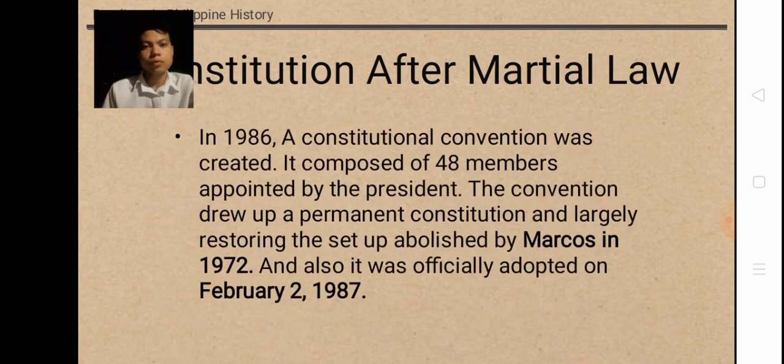Next, in 1986, a constitutional convention was created, composed of 48 members appointed by the president. The convention drew up a permanent constitution, largely restoring the setup abolished by Marcos in 1972. It was officially adopted on February 2, 1987.